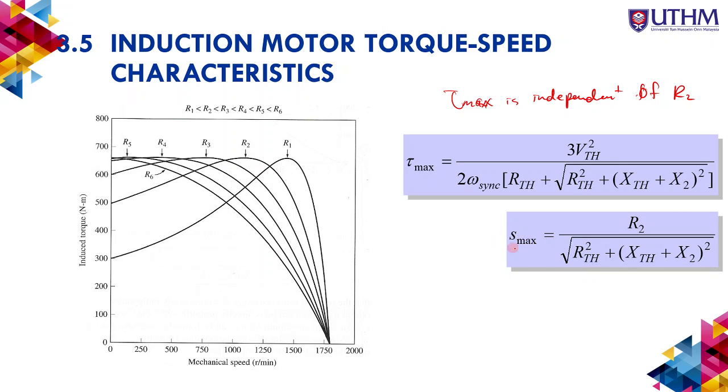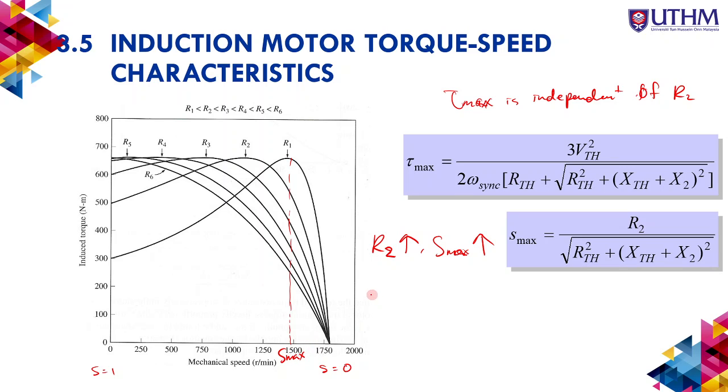This indicates that when we want to change the characteristic, for example improve the induction motor, we can try to increase the value of R2. So R2 increases, so S max will increase. Remember over here is S equal to 0 and this one is S equal to 1, so this is the starting condition. For example, the original graph, this is S max.